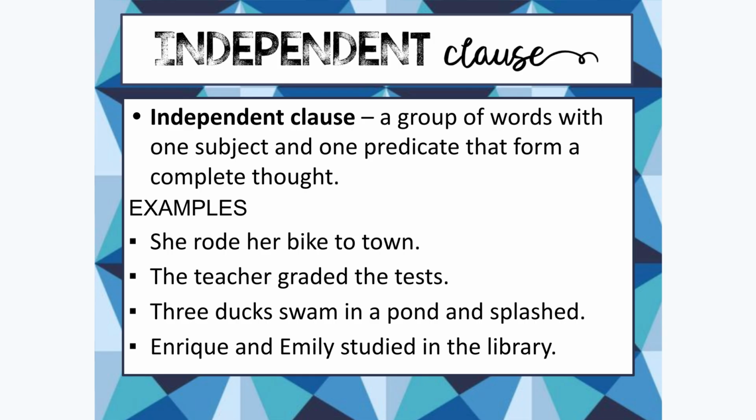An independent clause is a group of words with one subject and one predicate that forms a complete thought. She rode her bike to town. The teacher graded the tests. 3 ducks swam in a pond and splashed. Enrique and Emily studied in the library. Notice that it doesn't mean that they can't have an and. It doesn't mean that they can't be compound subjects and compound predicates. It's just that they only have one subject and one predicate.